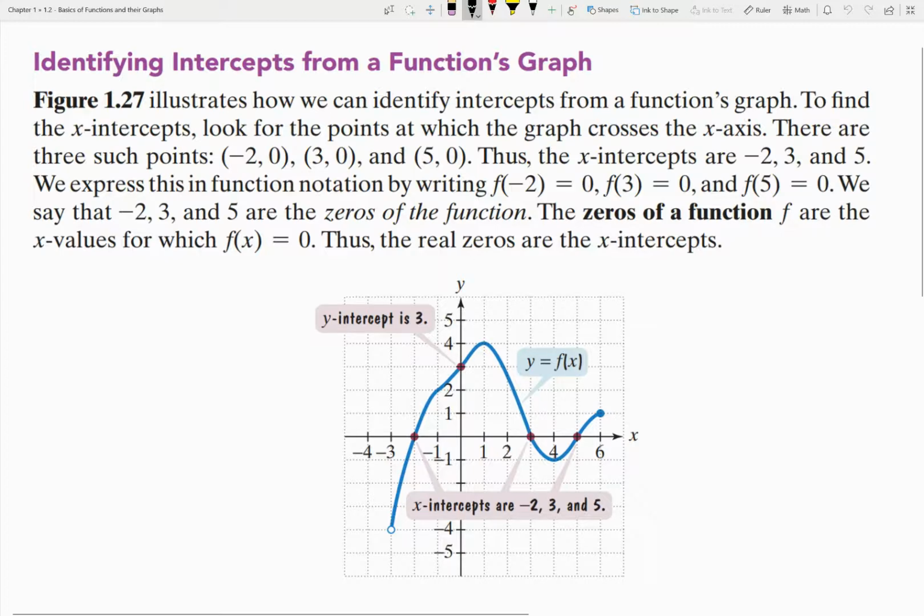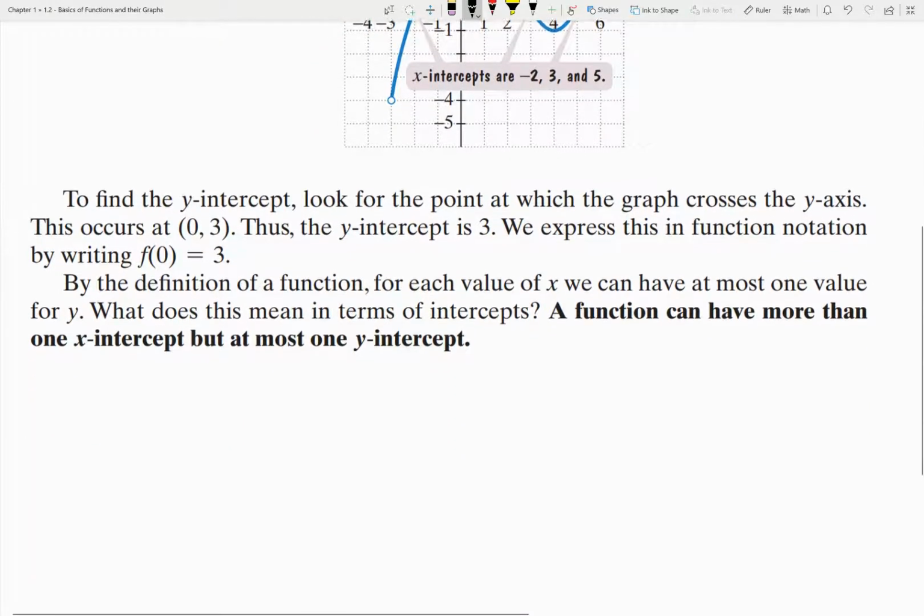And then we can express this in function notation by writing that f of -2 equals 0, and so on. And because the function is equal to 0 at an intercept, they're also called the zeros of a function. Okay? And those are the values for which f of x equals 0. So important here for later is the real zeros of a function are also defined as the x-intercepts.